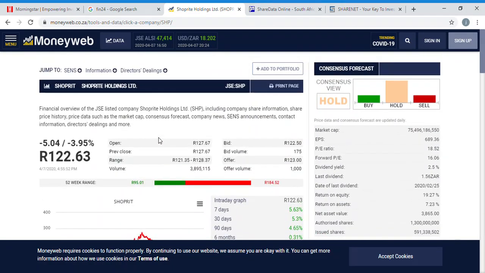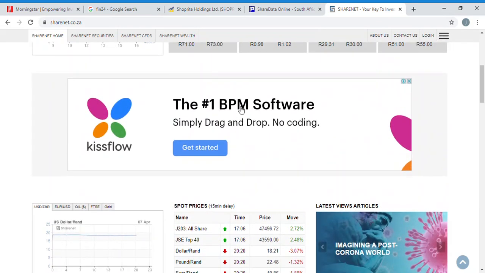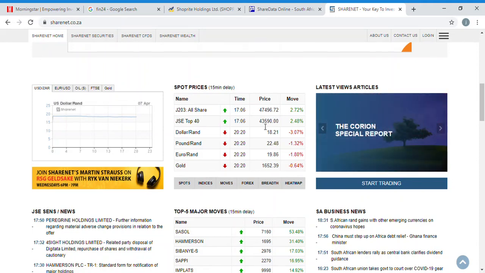So that's how to use Moneyweb to analyze companies. The next one that we'll go to is ShareNet. ShareNet, I don't usually use it. I prefer ShareData. Mainly you just come here, and it's going to show you the performance of the JSE All Share and the Top 40 for that day. You can see that today the Top 40 was up 2.7%.